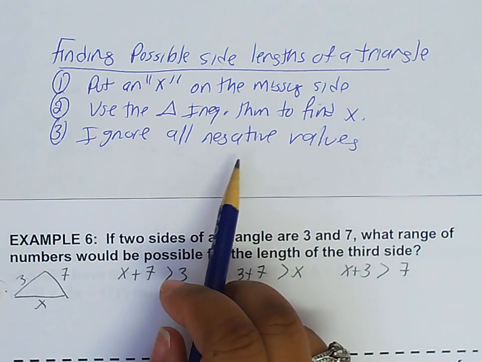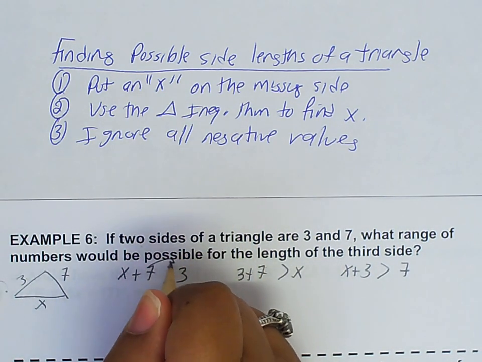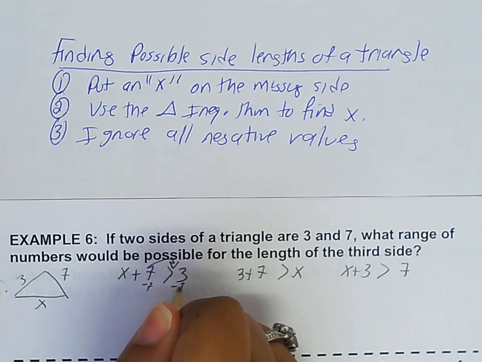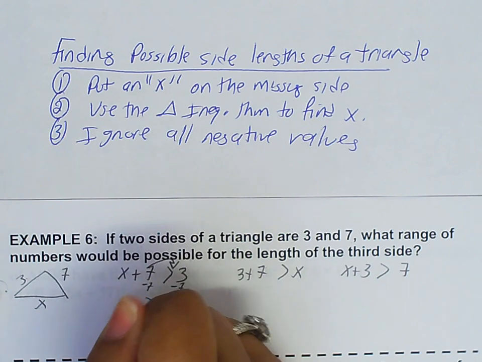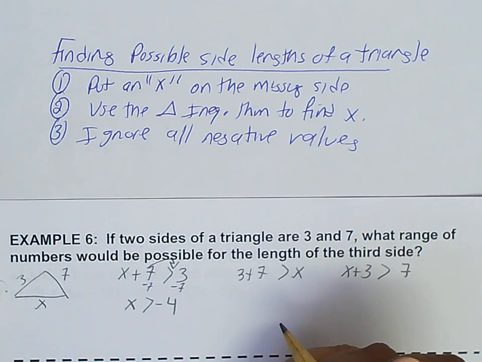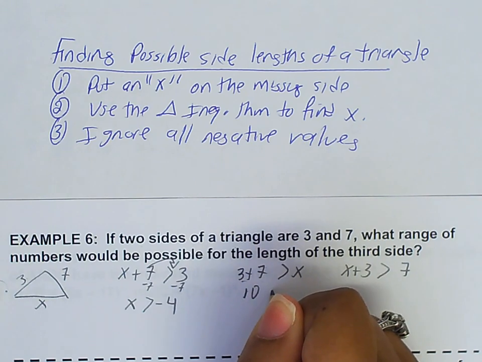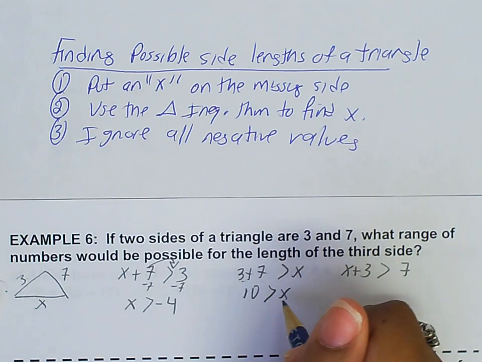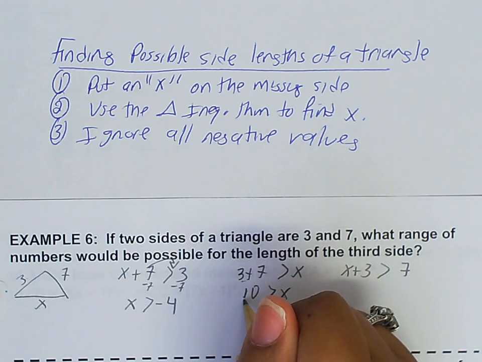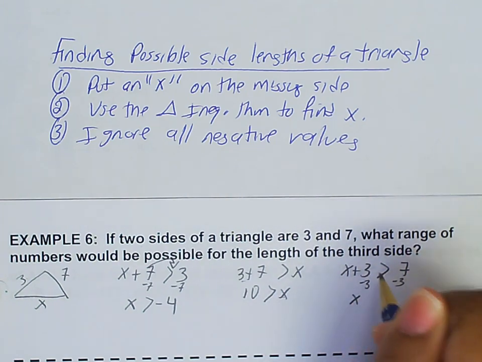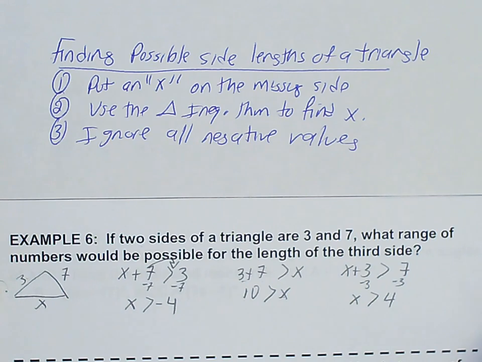Then I'm just going to work them out to see which ones work. Remember, you're going to ignore all negatives. So I need to move this over by taking it away. So now x is going to be greater than negative 4. Oh, that doesn't look good. Got a negative. This is just going to be 10. So that seems okay. So that's actually read x is less than 10. Okay. And then this here, if I move the 3 over, x is greater than 4.